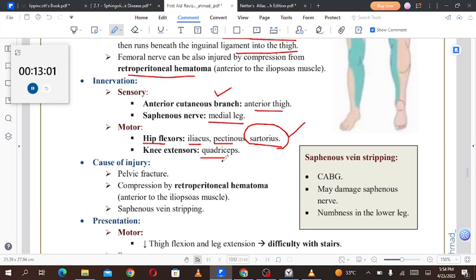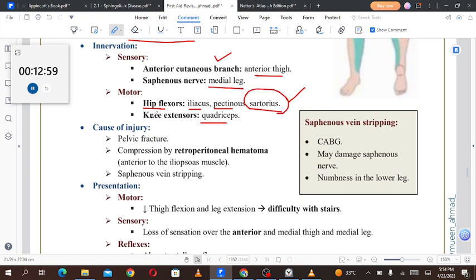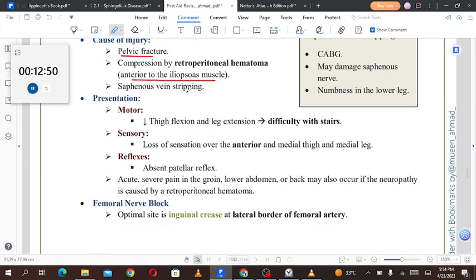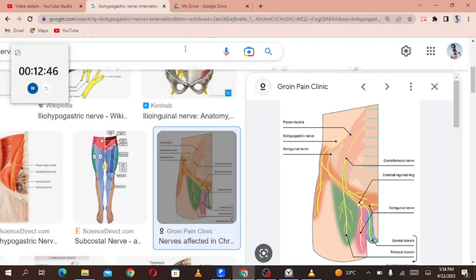Got it. Then we have causes of femoral nerve injury. The first one is pelvic fracture. Then compression by the retroperitoneal hematoma, as we discussed just now, anterior to the iliopsoas muscle, and saphenous vein stripping. Saphenous vein, what do they mean by that? Saphenous vein stripping.